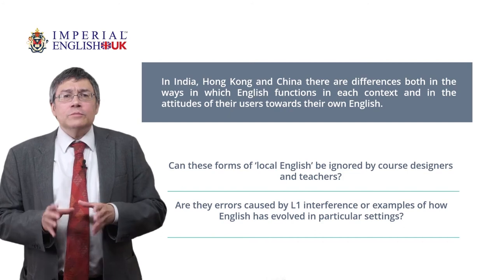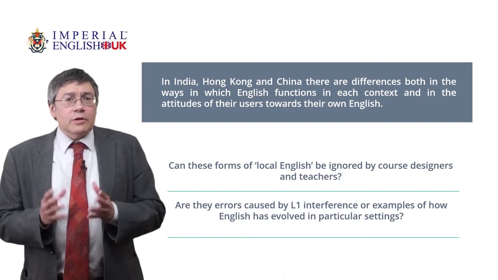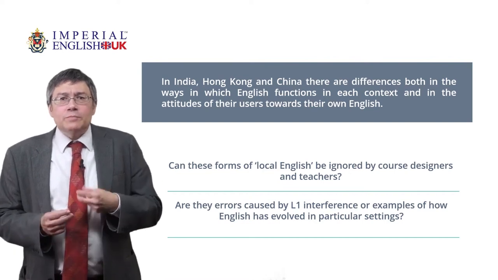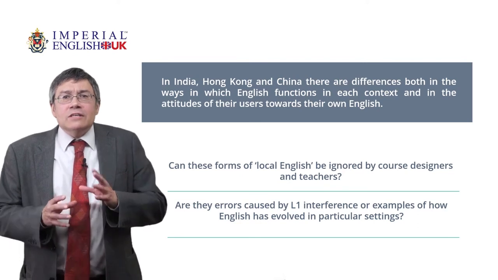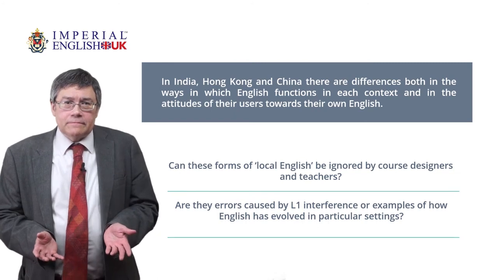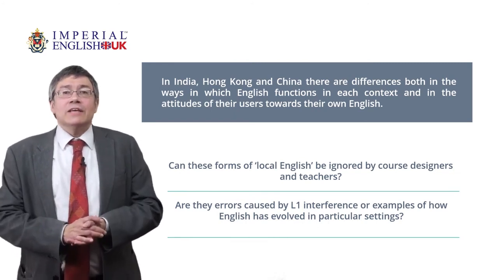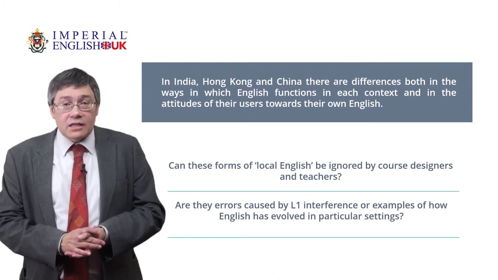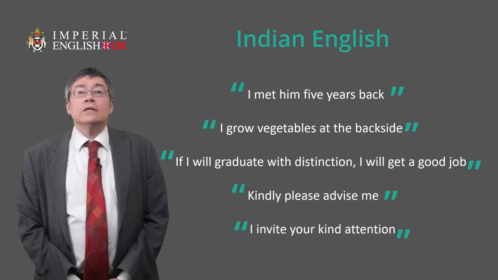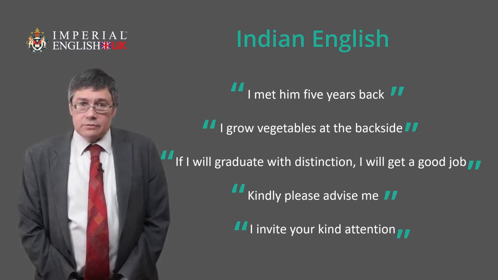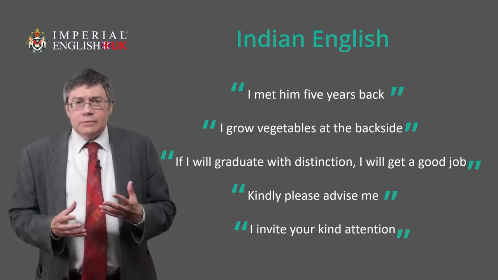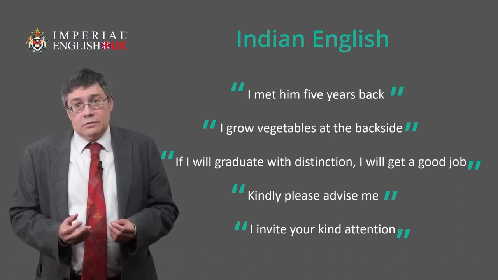Yet, can these forms of local English be ignored by course designers and teachers? Are they errors caused by first language interference or examples of how English has evolved in particular settings? Let's see how you react to the examples of Indian English on the next slide. These are common and normal Indian English examples. How do you feel about them? Do they seem strange? Normal?